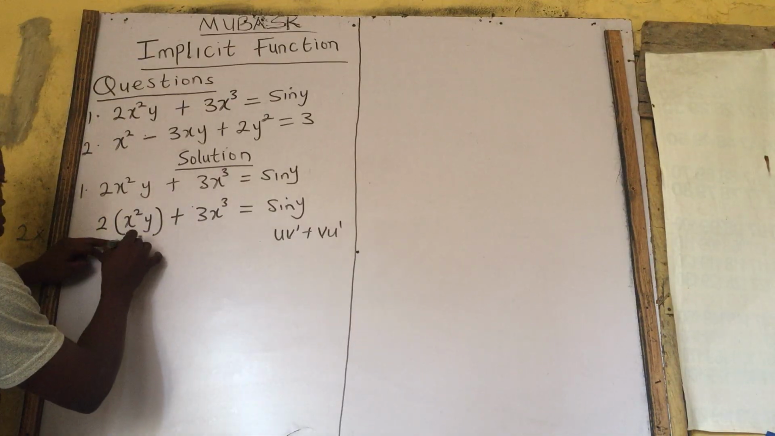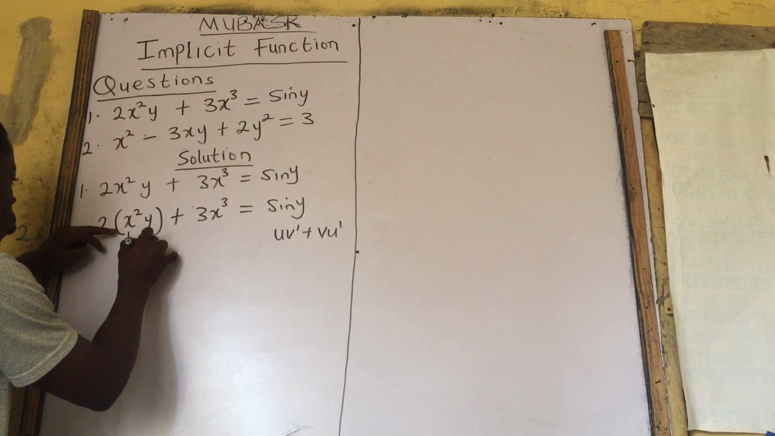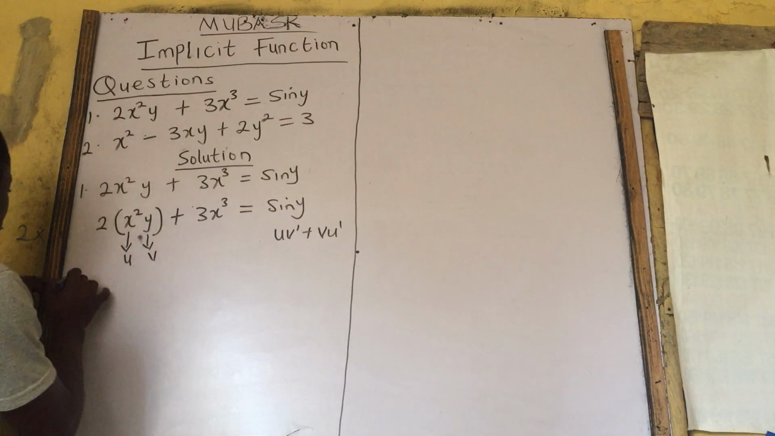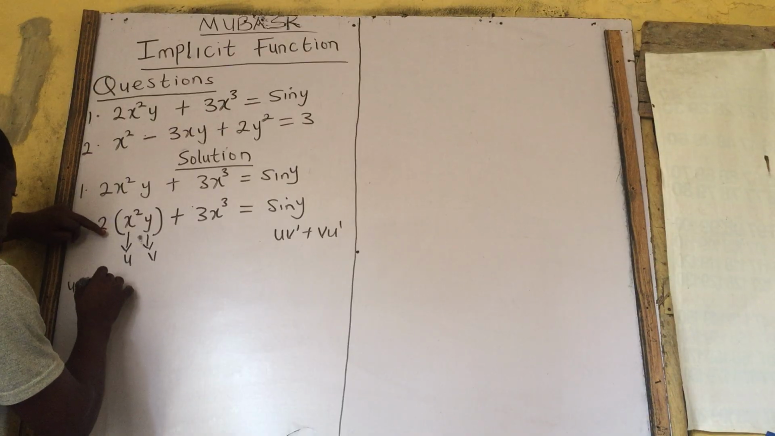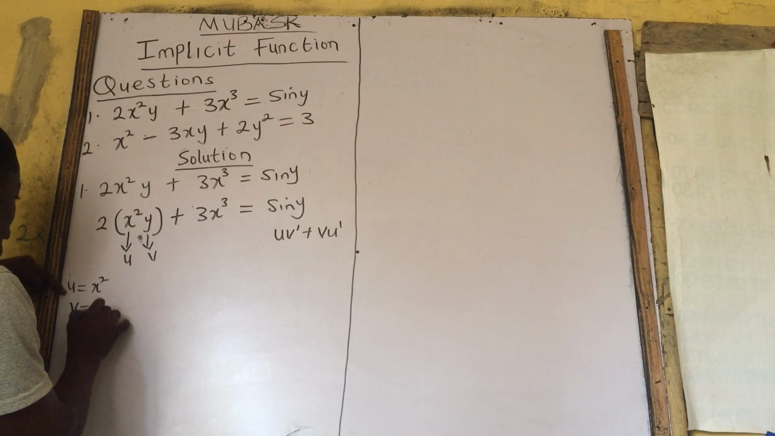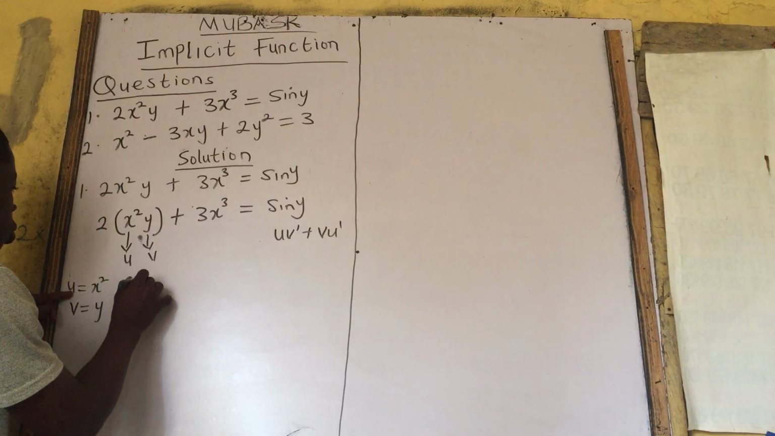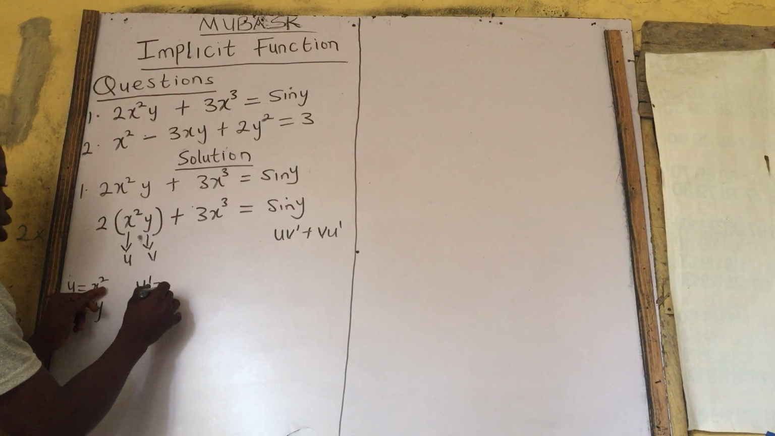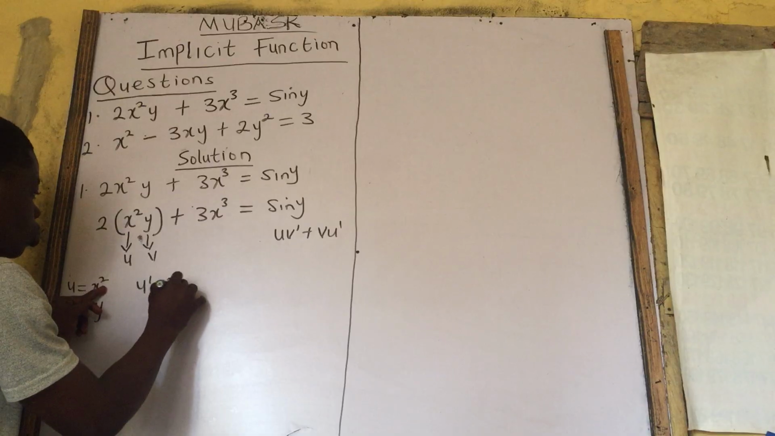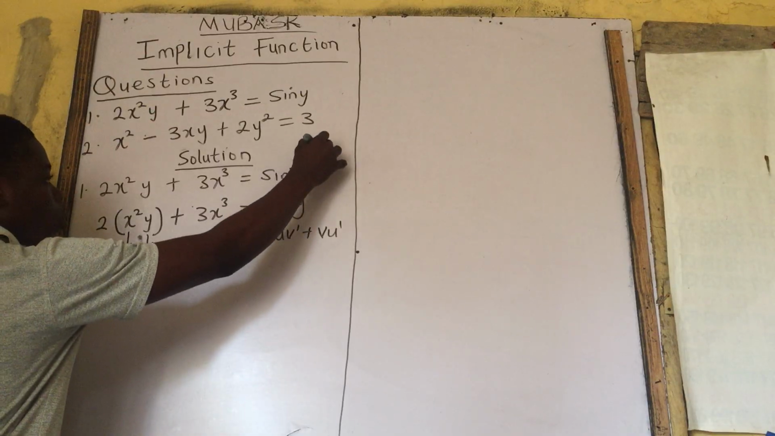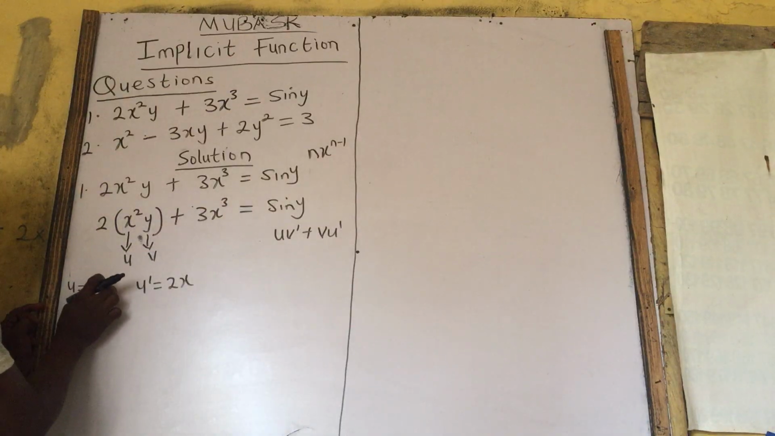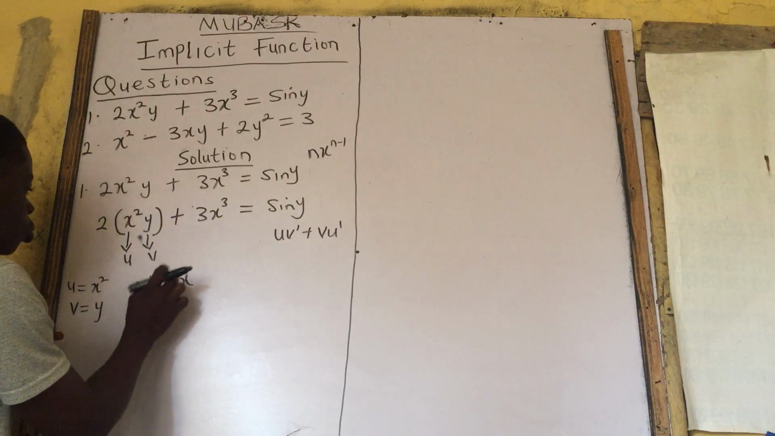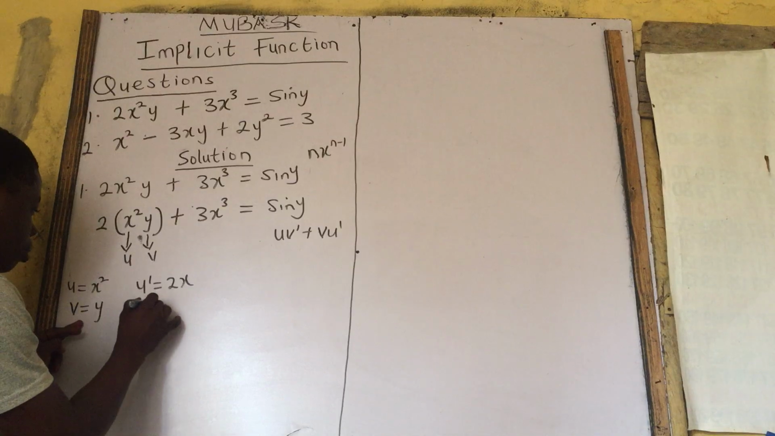Now, let u be equal to x squared, while v is equal to y. Since u equals x squared, v equals y. So u prime is the derivative of x squared, giving us 2x, by using the general method nx to the power n minus 1. Now v prime is what?